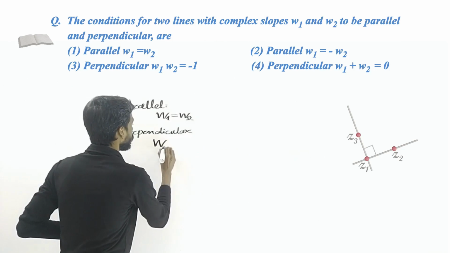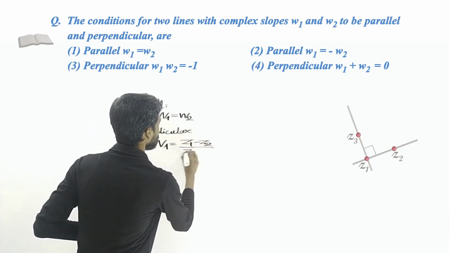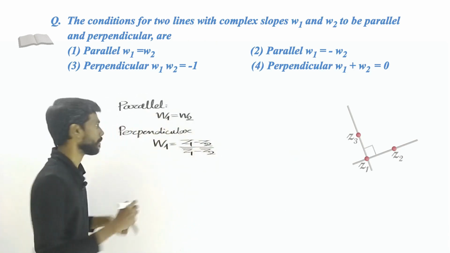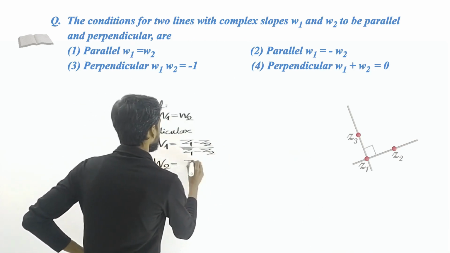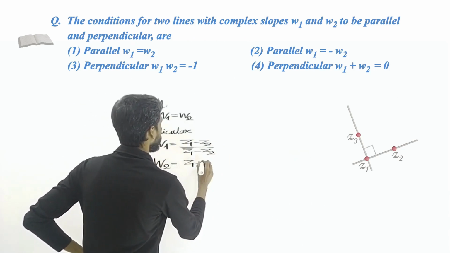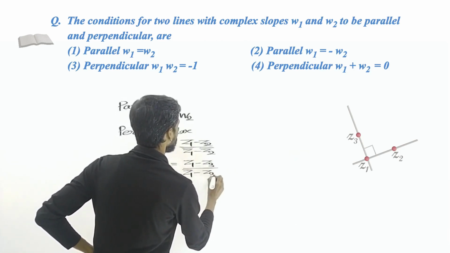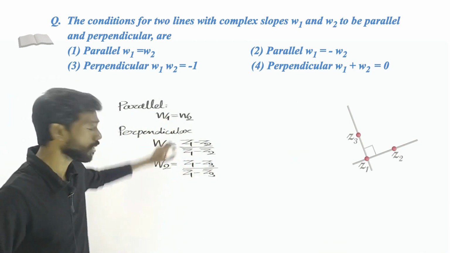Now let us write the slope of the first line. What is w1, the slope of the first line? We have the formula (z1 minus z2) divided by (z1 bar minus z2 bar). So this is the slope of the first line. Now w2, the slope of the second line, is (z1 minus z3) divided by (z1 bar minus z3 bar). That is the formula for slope. Now we have to find the relation between them.